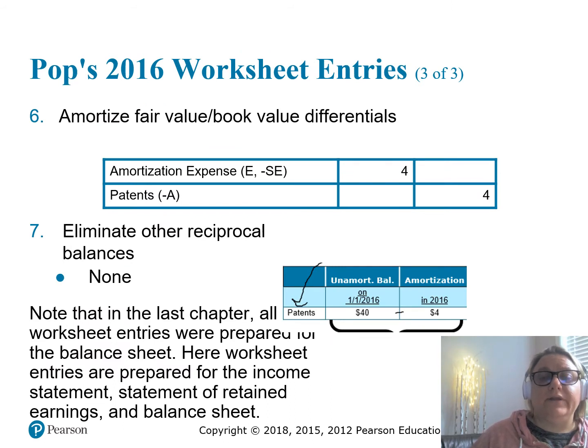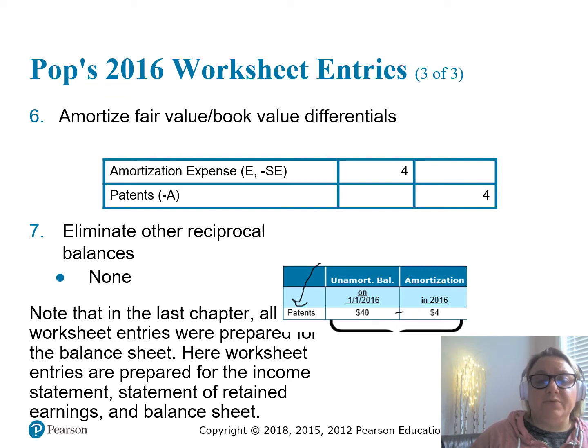Okay, so here now we're going to go ahead and amortize the fair value book differentials. And you may not remember this. This is slide number 9, where we figured out the difference between the two, book value and fair value, was a patent. And the patent was amortized over 10 years. And here again, just to remind you, we're just going to make a debit to amortization expense and credit to patents. And that'll go right up against the account. There's no accumulated depreciation.